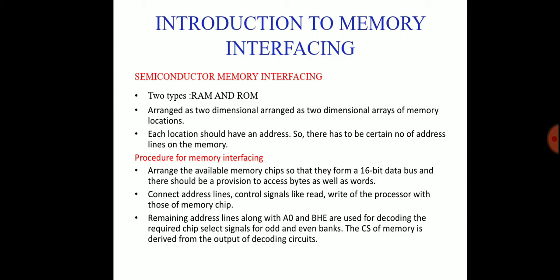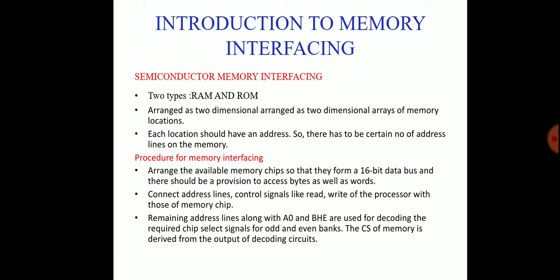So in this presentation, first the semiconductor memory interfacing. The semiconductor memories are of two types, number one RAM and number two ROM. The semiconductor memories are arranged as two-dimensional arrays of memory locations. Each location should have an address, so there have to be a certain number of address lines on the memories.